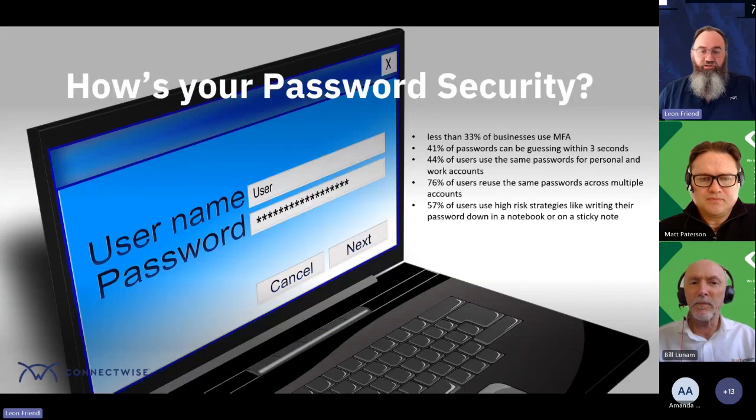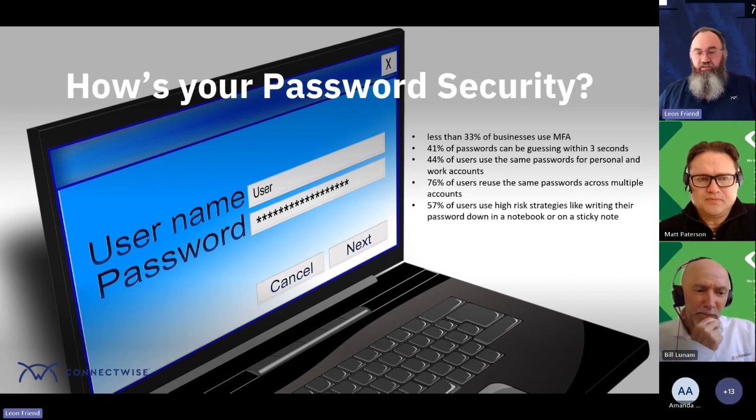I've already talked around some of these stats, but 40-something% of passwords can be guessed within 3 seconds. Less than a third of businesses are actually using MFA. 76% of people are reusing passwords across multiple accounts.